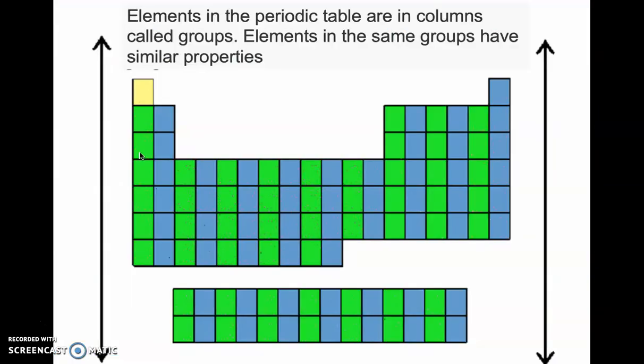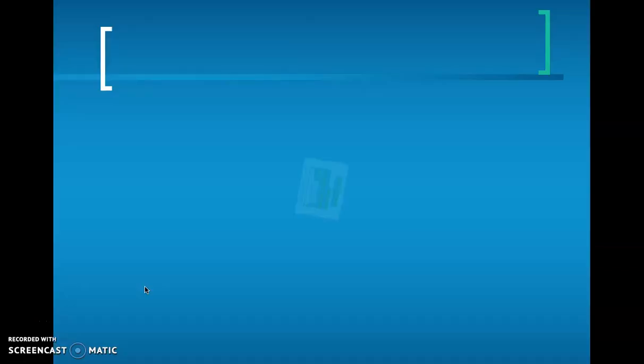Elements in the periodic table are in columns, okay? And we call these columns groups. Okay, so you're going to color your periodic table like this to show the different groups. Elements in the same group have similar properties, and there are many reasons for this, and we'll talk about that. But part of the way that the periodic table is organized has to do with the elements being in the same group, or the same column, having similar properties.